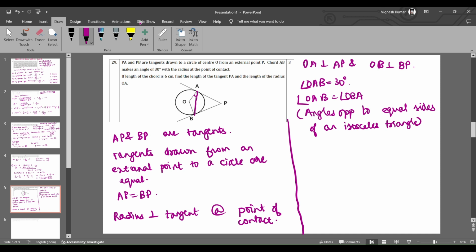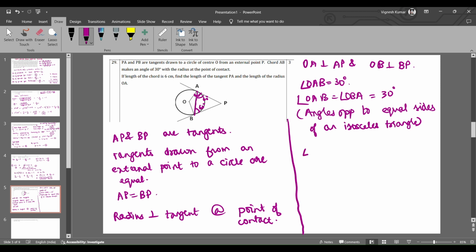Why do I say this triangle is an isosceles triangle? Because OA is equal to OB, since they both are the radius of the same circle. So we can say, since this angle OAB is equal to 30 degree, then OAB is equal to OBA, which is equal to 30 degree. And we know this whole angle is 90 degree. So we can say this angle is 60 degree, and similarly this angle also has 60 degree.